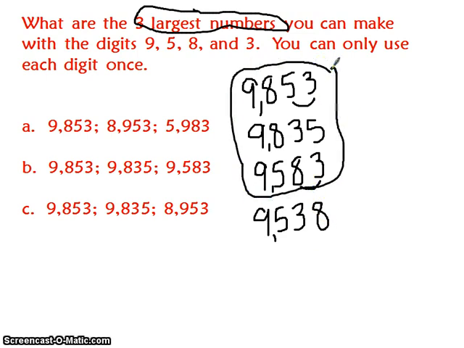So let's look at your answer choices and see which one matches. 9,853. Well, all of the answer choices have that. And my second number is 9,835. Well, this one's an 8,000, so it can't be that one. 9,835. So now I have to look at the third number. 9,583. So this one right here matches. This is an 8,000. It can't be that one. So therefore, your correct answer is B.